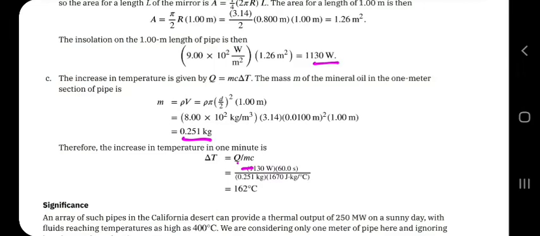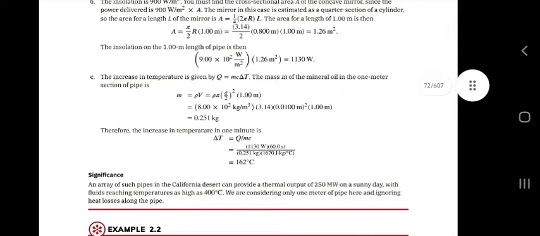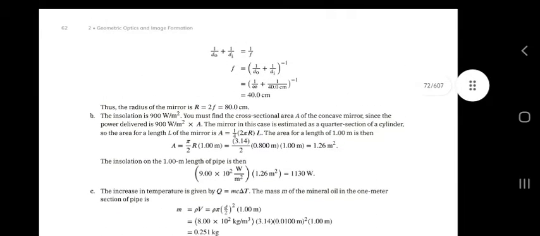Celsius. So ano siya, then an array of such pipes in the California desert can provide a thermal output of 250 MW on a sunny day, with fluids reaching temperatures as high as 400 degrees Celsius. So we are considering only 1 meter of pipe here and ignoring heat losses along the pipe. So that would be all. Thank you.